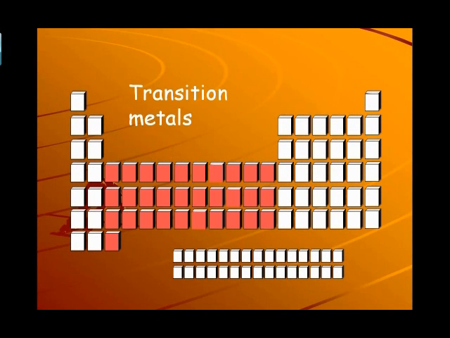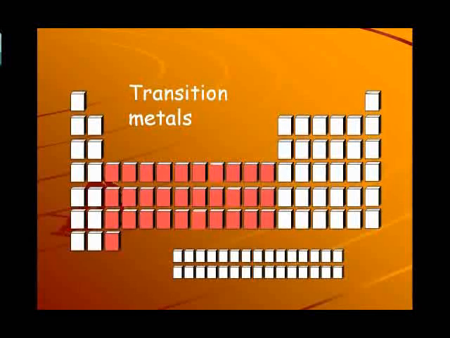Transition metals tend to be highly colored, so copper forms blue solutions, and nickel forms green solutions, and manganese can form purple solutions. So they tend to be very, very colorful when they're in solution. They tend to lose electrons to bond, and when they lose electrons, they tend to take on a variety of charges, which we will talk about when we get to the transition metal naming.